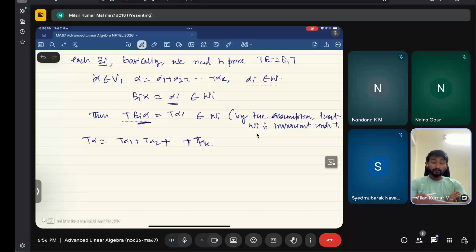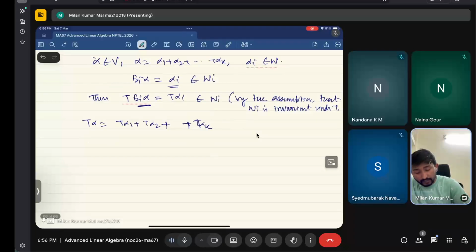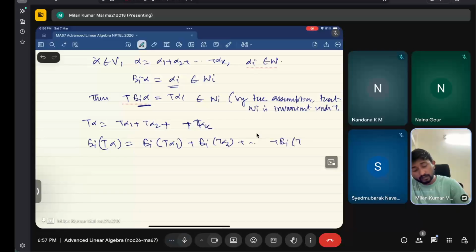I have to prove T of Ei is equal to Ei of T. So basically, let's find what Ei of T alpha is. Ei of T alpha is Ei of T alpha 1 plus Ei of T alpha 2 plus all the way plus Ei of T alpha k.